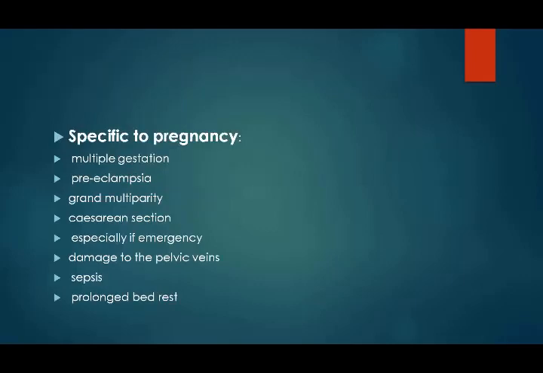Now, specific to pregnancy, what other risk factors do we have to keep in mind? Multiple gestation, preeclampsia, as we discussed earlier in the hypertensive disease, components of the short triad, grand multiparity, cesarean section, especially if emergency, damage to the pelvic veins, sepsis, and prolonged bed rest. So they are all related to more risk of thromboembolic disease.